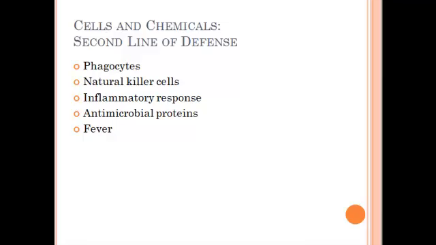So, our second line of defense. First, let's look at phagocytes. There are also things called natural killer cells, which is a really cool name, and we'll look at what they do. Then the inflammatory response, antimicrobial proteins, and fever.